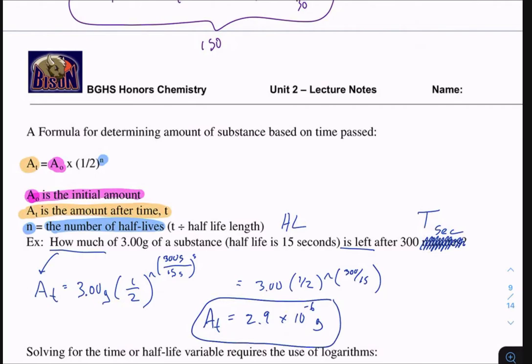And if you think that's a really, really tiny amount, just stop and think about it. You took a number and you cut it in half. I mean, a lot of times. 300 over 15, 20 times. You cut it in half 20 times. It's going to end up being a small number. Okay?